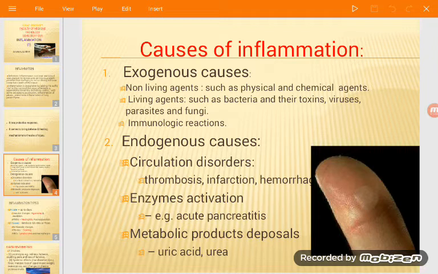Causes may be endogenous, from inside the body, like circulatory disorders, thrombus, infarction, or hemorrhage inside the body, which lead to tissue injury. Or enzymatic activation, like activation of lipase, which leads to acute pancreatitis. Or metabolic disorders, with precipitation of some metabolic substances like uric acid or urea, which lead to tissue injury.